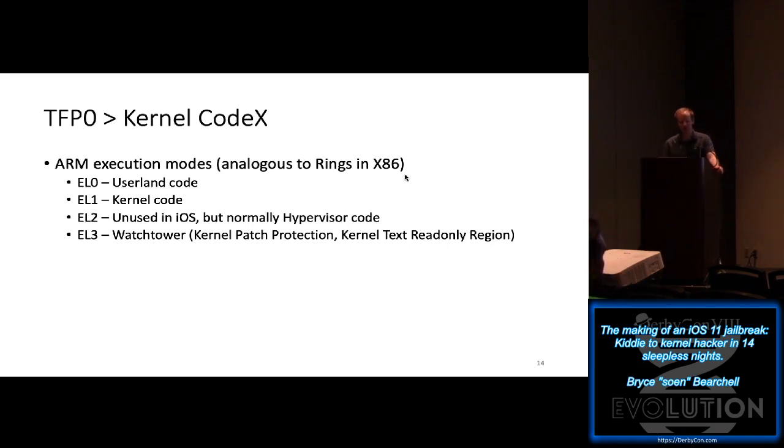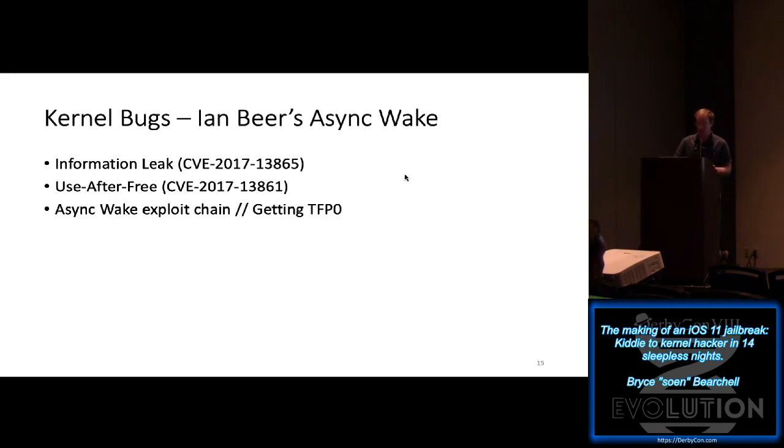And then they have this process in EL3 called Watchtower, right? And this is your kernel cache protection. It goes through memory, and it hashes every single page of memory inside of EL1, the kernel space, and then compares it to see if it's been modified. If it is, it borks the kernel, everything goes down. So, that's why we want task for PID 0. We don't necessarily want kernel code execution.